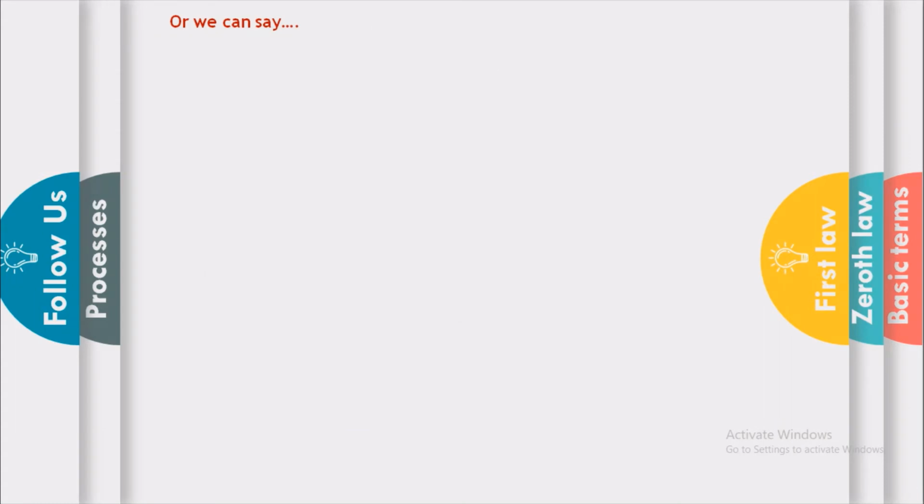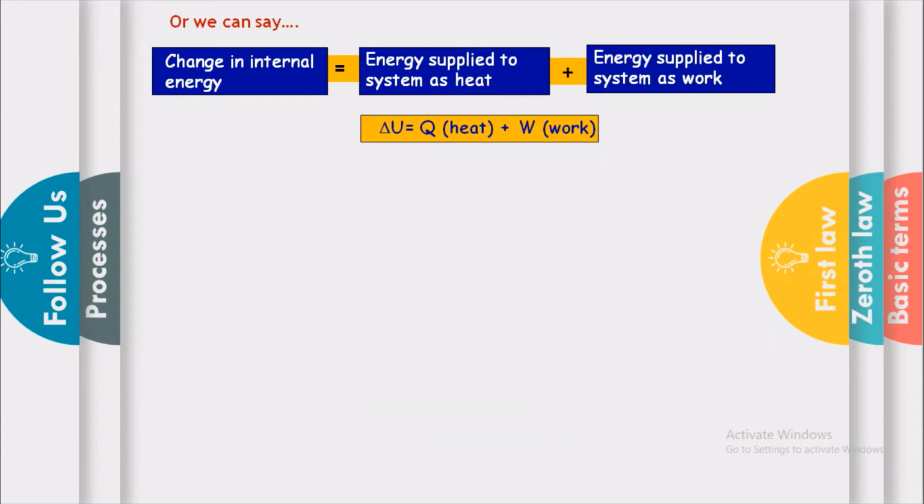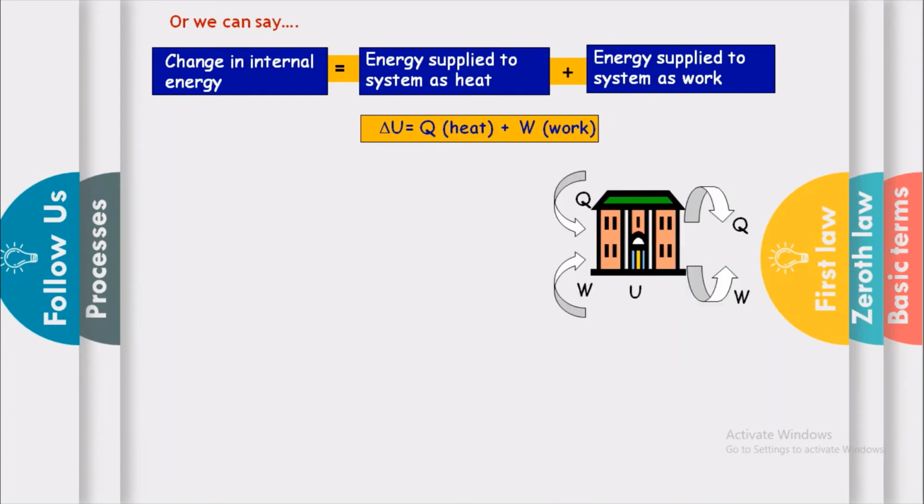Or we can say about the first law that the change in internal energy is equal to energy supplied to the system as heat plus energy supplied to the system as work, and mathematically we can express it as delta U is equal to Q, that is heat, plus W, that is work.